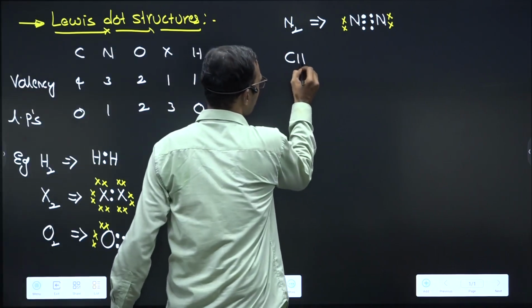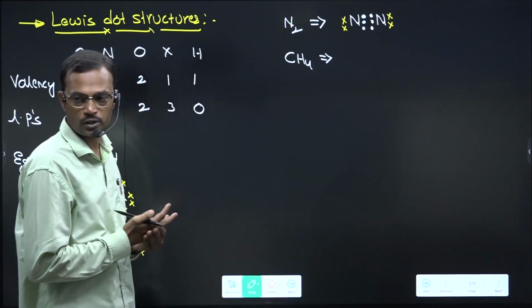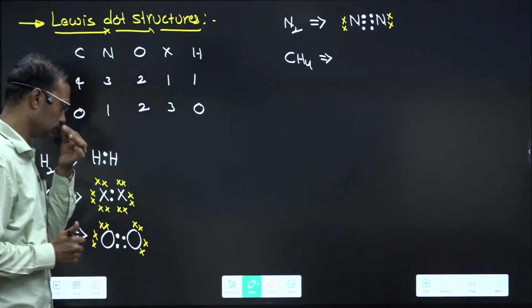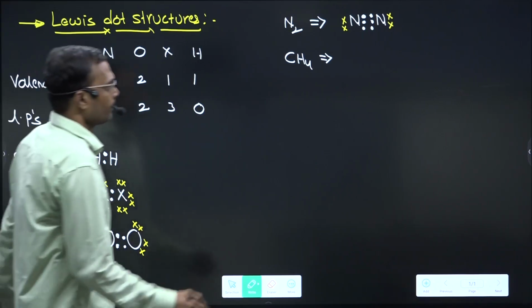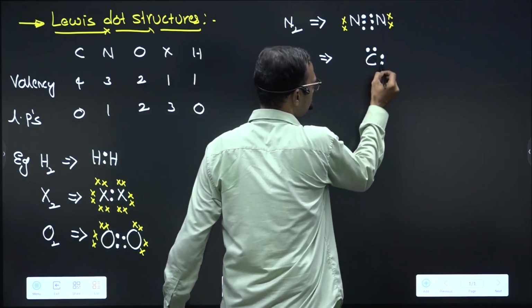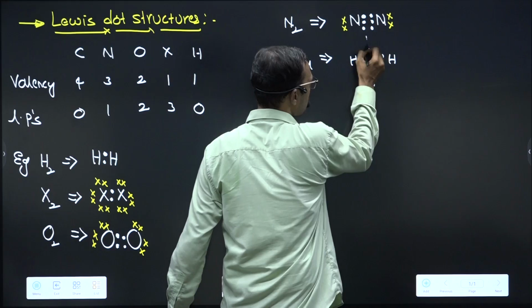Suppose I write methane. How to write the Lewis dot structure for methane? Write the Lewis dot structure of methane. How to write first carbon? Here 2 electrons, 2 electrons, 2 electrons, here 2 electrons. These 2 electrons go to this hydrogen, hydrogen, and here hydrogen.